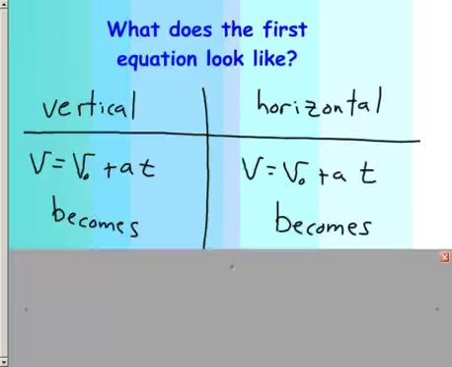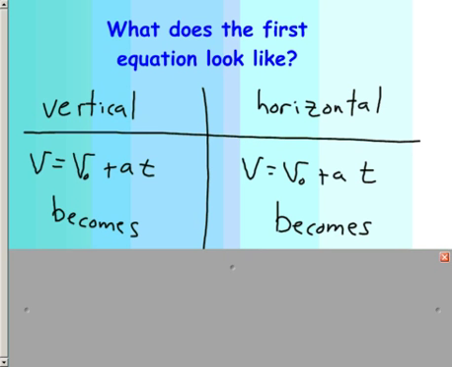So, what does that look like? Let's go to our equations. What I'd like you to do now is draw a big line, and we're moving on to equations. Write down the first equation in the vertical column and in the horizontal column. What I want you to do then is say, what does that become when we transform it just alone into vertical and horizontal? So, for example, change the v.